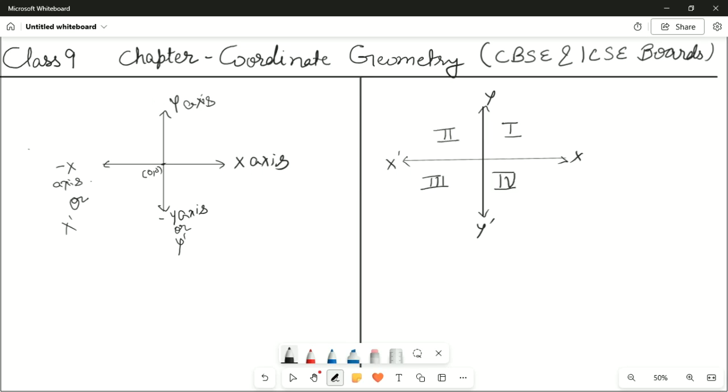In the first quadrant, x is positive and y is also positive. In the second quadrant, x is negative, y is positive. In the third quadrant, x is negative, y is also negative. In the fourth quadrant, x is positive, y is negative.